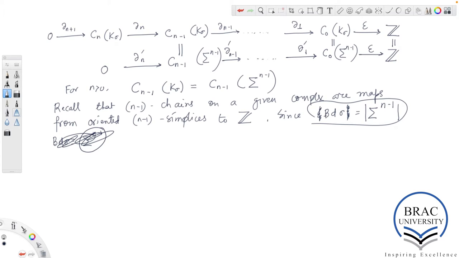So by boundary of sigma, BD sigma, I mean a topological space, which is the underlying space of this complex sigma to the n minus 1. This is given in the statement of the theorem. So this is a complex, and by BD sigma we mean a topological space, which is the underlying space of this complex sigma to the n minus 1. Good. There is a sort of notational complication here. Although sigma is an n simplex, BD of sigma is not an n simplex. BD of sigma is the underlying space of the boundary of sigma.